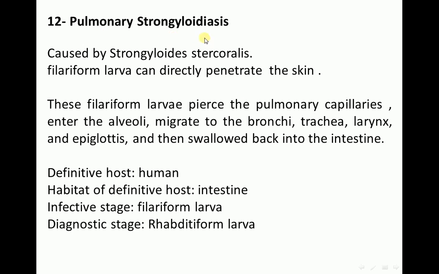Pulmonary Strongyloidiasis, caused by the parasite Strongyloides stercoralis. This parasite has the ability to produce free-living generations in addition to parasitic generations. Filariform larvae can directly penetrate the skin. These filariform larvae pierce the pulmonary capillaries, enter the alveoli, migrate to the bronchi, trachea, larynx, and epiglottis, then are swallowed back into the intestine. The definitive host is a human. The habitat of the definitive host is the intestine. The infective stage is the filariform larva, converted from the molt of rhabditiform larva, which is the diagnostic stage in humans.